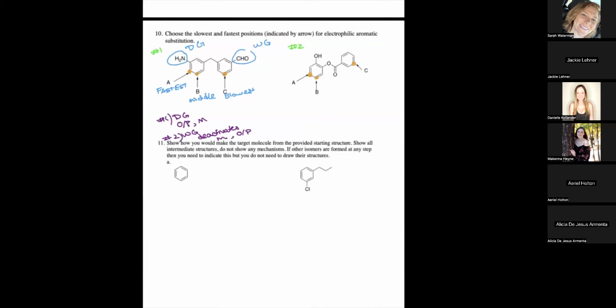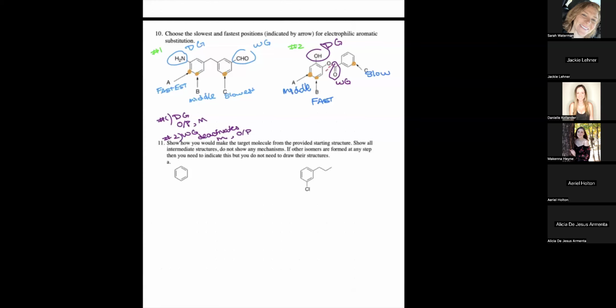Cool. So what about this one? We have a couple of things going on here. So this alcohol, what do you guys think? What's going on with this alcohol? Donating group, and the other one's withdrawing. So would it be B is the fastest, then A, and then C? B is the fastest, then A middle, and then C slowest. Yeah, exactly.